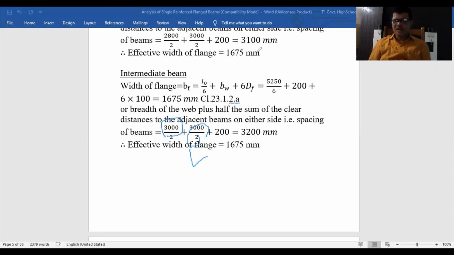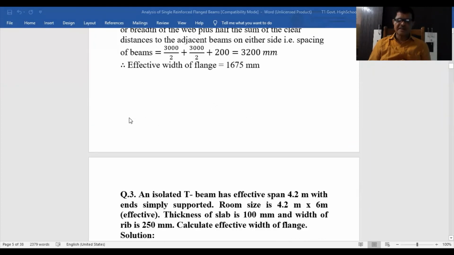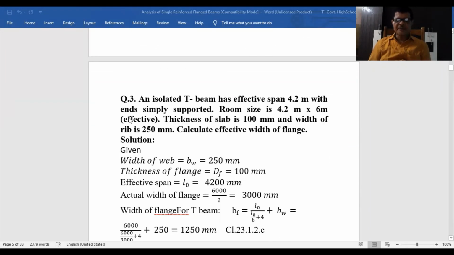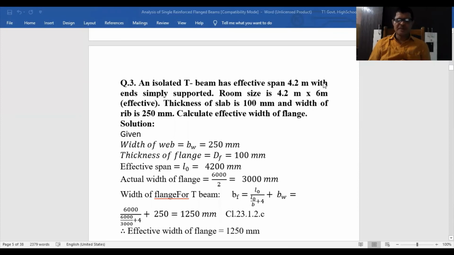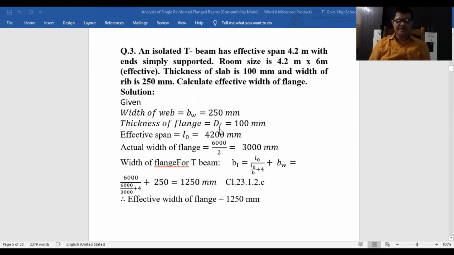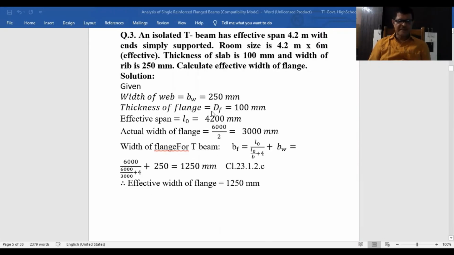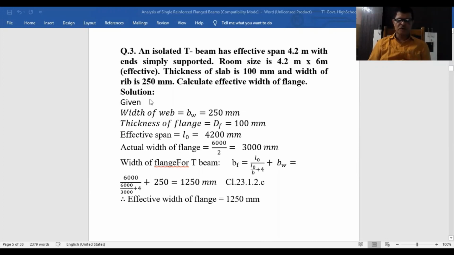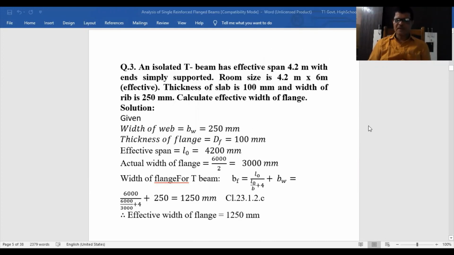Now let us go to another problem, for an isolated T beam. These were for the continuous T sections. Now an isolated T beam has effective span 4.2 meter with ends simply supported. Room size is 4.2 into 6 meter effective. So that means effective length is given. Thickness of slab is 100. Width of rib is 250. Calculate the effective width of flange. So BW is given, DF is given, L0 is equal to 4200. Okay. So you have to put the beam along the long direction.